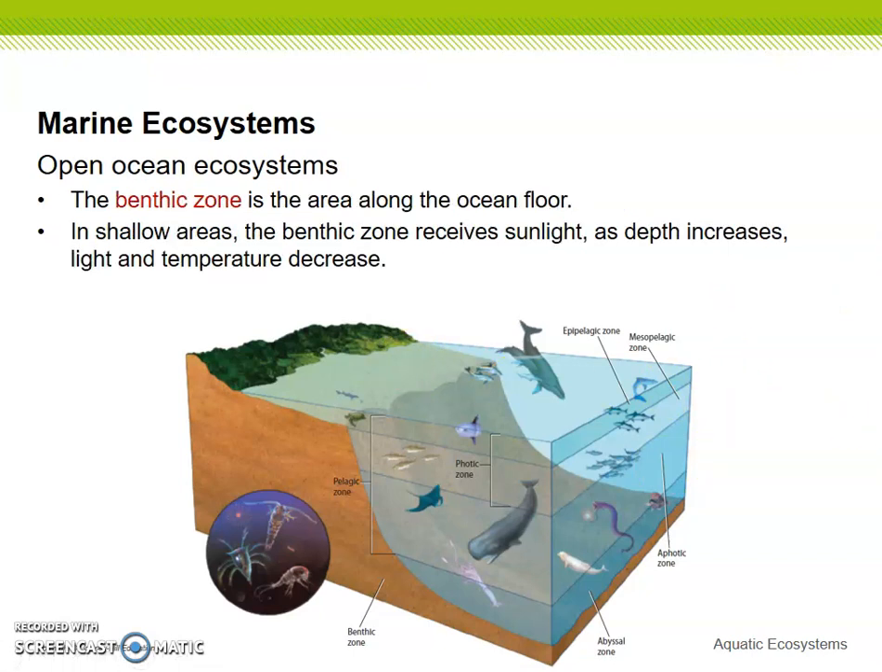The benthic zone is along the ocean floor. In shallow areas, the benthic zone receives sunlight. As depth increases, light and temperature decrease as well.